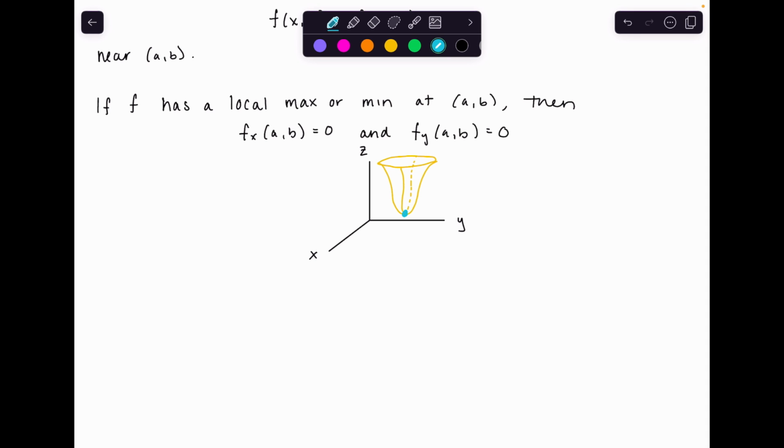So this point right here would be the point (a, b) and then whatever the z value is corresponding to it. So this is our surface, f of x, y. Okay. So this particular point, if you look at the tangent line in the x direction, this will be line L1, and the tangent line in this direction would be L2. Both of those will have a slope of 0.